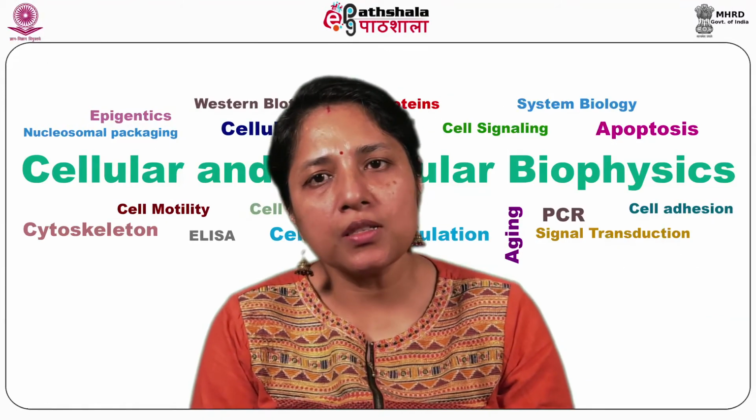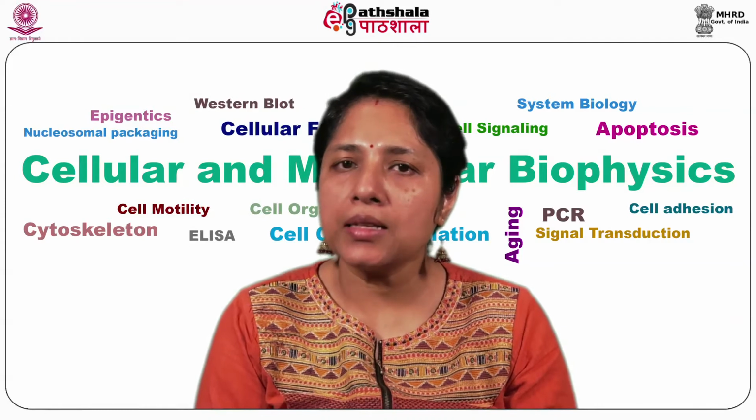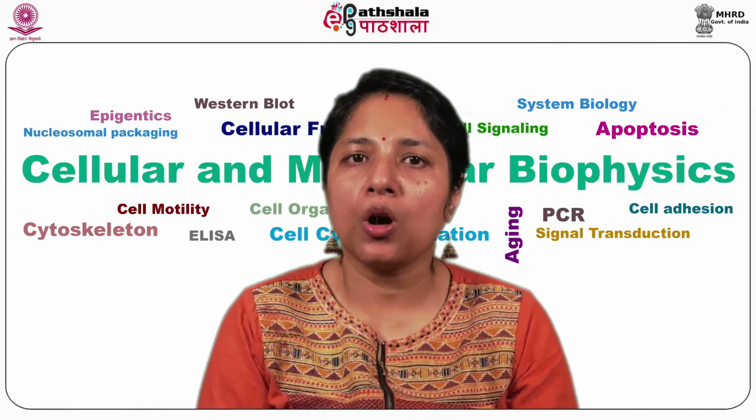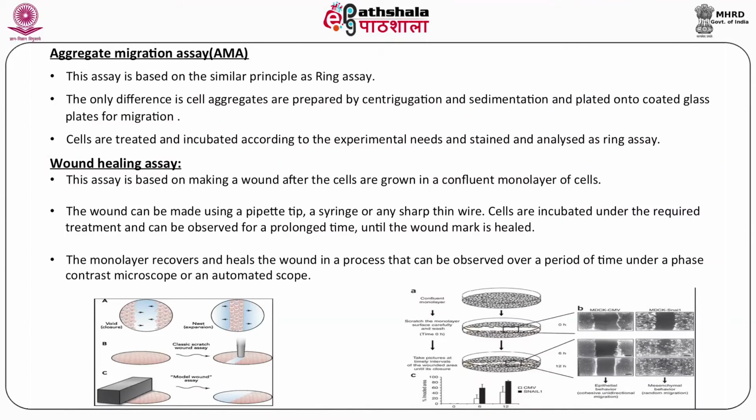The only difference is that cell aggregates are prepared by centrifugation and sedimentation and plated onto coated glass plates for migration. Cells are treated and incubated according to the experimental requirements and then stained and assayed as in the ring assay. Now the fifth assay in this category is the wound healing assay.